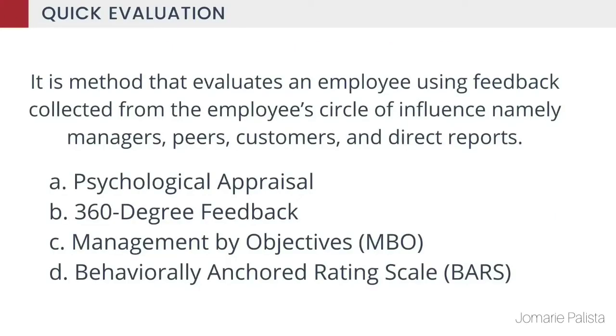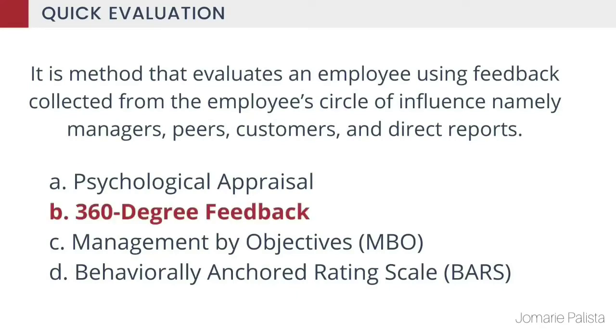Let's have a quick evaluation. It is the method that evaluates an employee using feedback collected from the employee's circle of influence, namely managers, peers, customers, and direct reports. The correct answer is letter B, 360-degree feedback. Since 360-degree feedback is about collecting feedback from employees' circle of influence, let us now be familiarized with the 5 major sources of feedback or information.